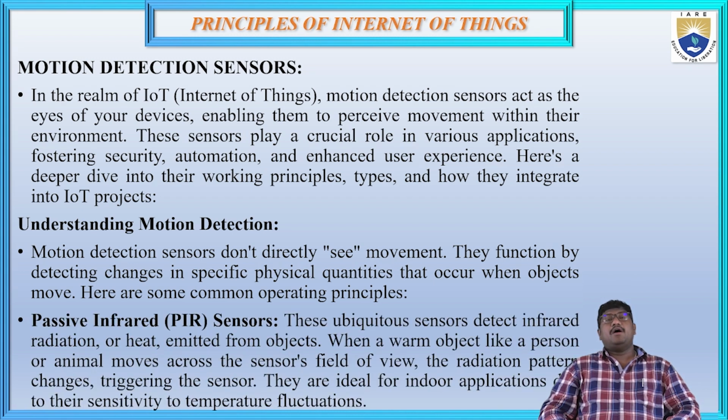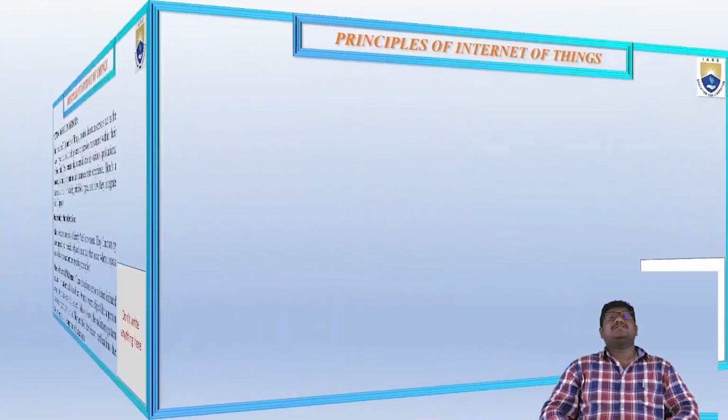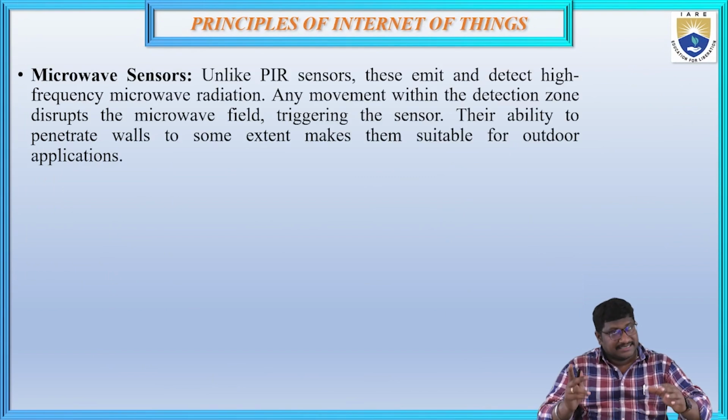Here I will tell you a common basic principle: PIR sensors. What is PIR? Passive infrared sensors. These are sensors which detect infrared radiation, which is heat emitted by objects. When a warm object like a person or animal moves across the sensor's field of view, the radiation pattern changes and automatically triggers the sensor. They are ideal for indoor applications due to their sensitivity to temperature fluctuations. For that particular purpose, these passive infrared sensors are used as motion detection sensors.